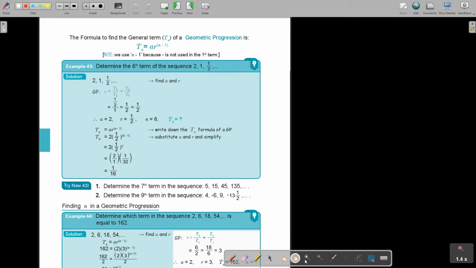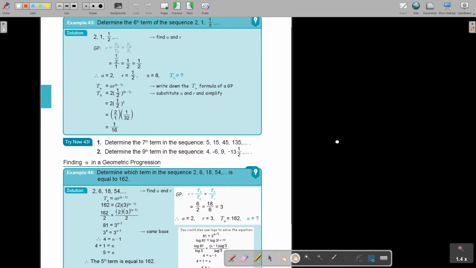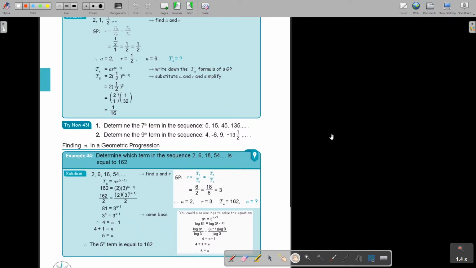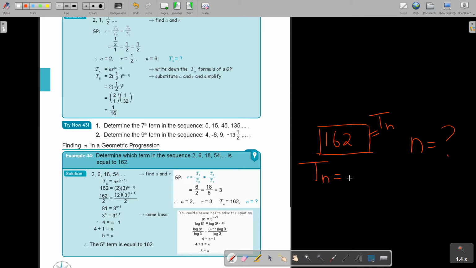Now again, they're playing around. And now logs will come in. Nice how the algebra is used. But it's not in this one. I think in the next one, logs will come in. So determine which term in the sequence is equal to 162. That's Tn. It's not n. I want to determine which term, I want n. I know this is Tn, but I want n. But I first write down my formula, which I memorized.